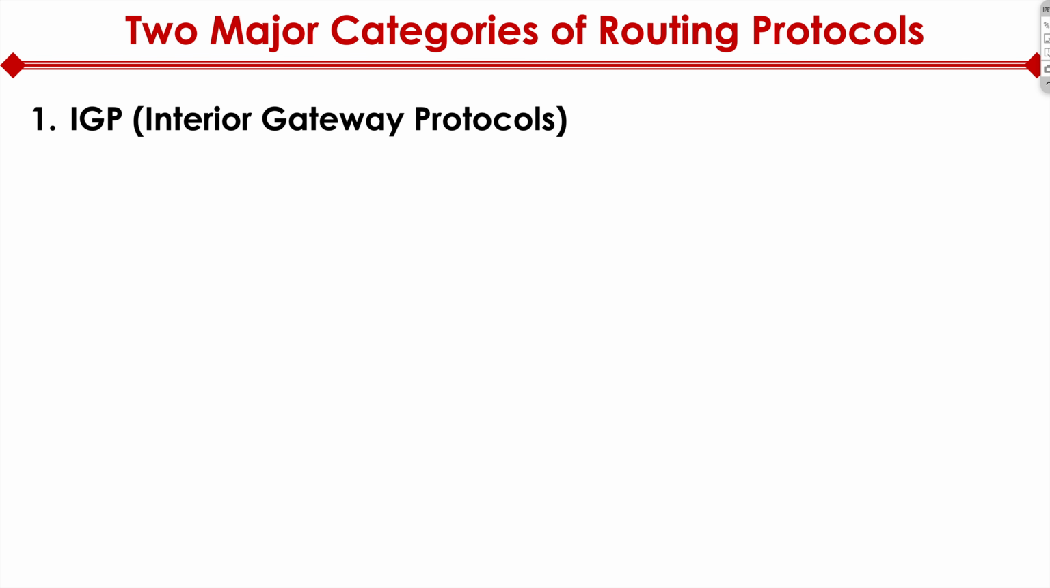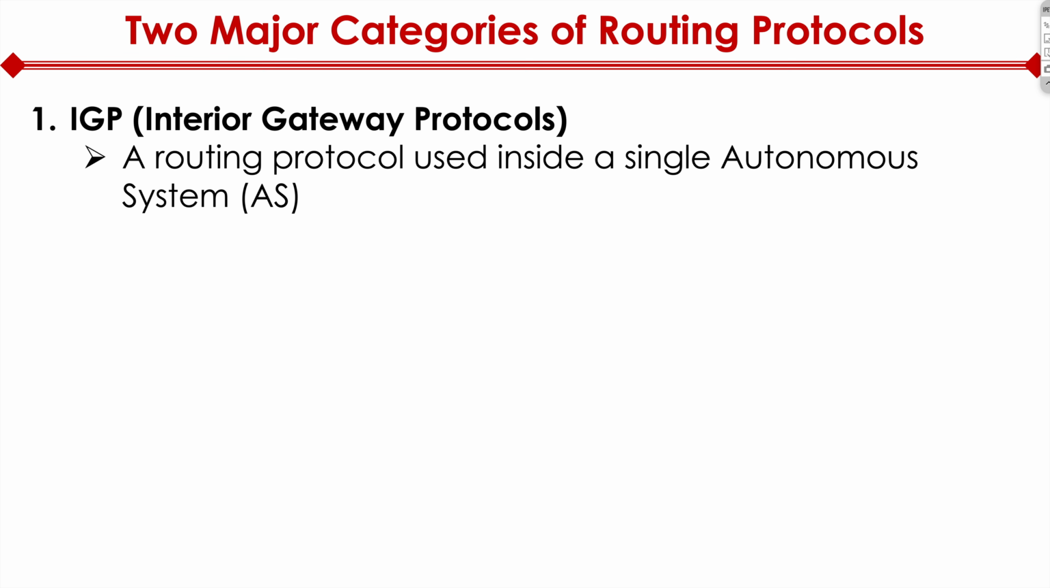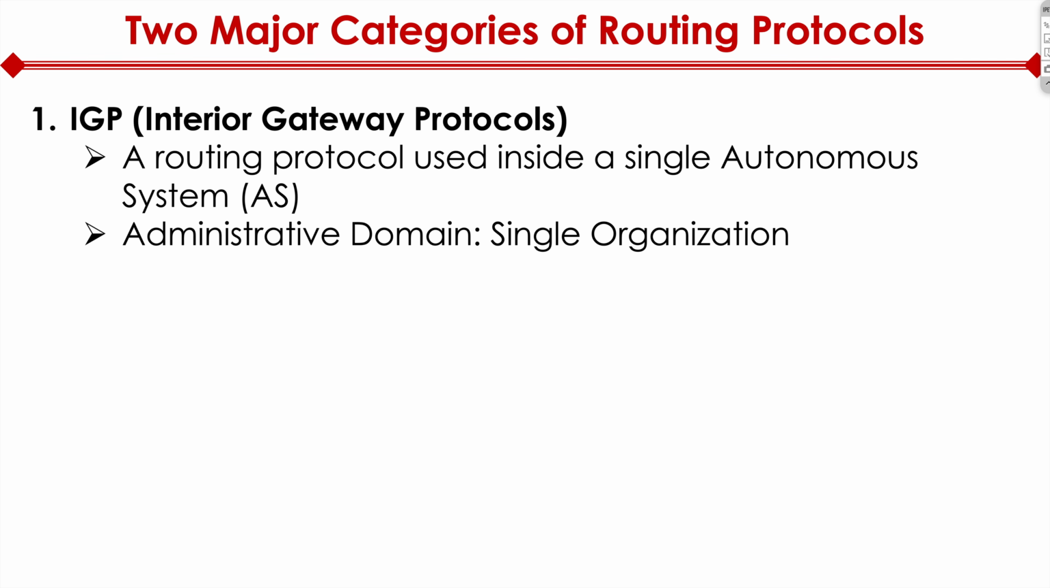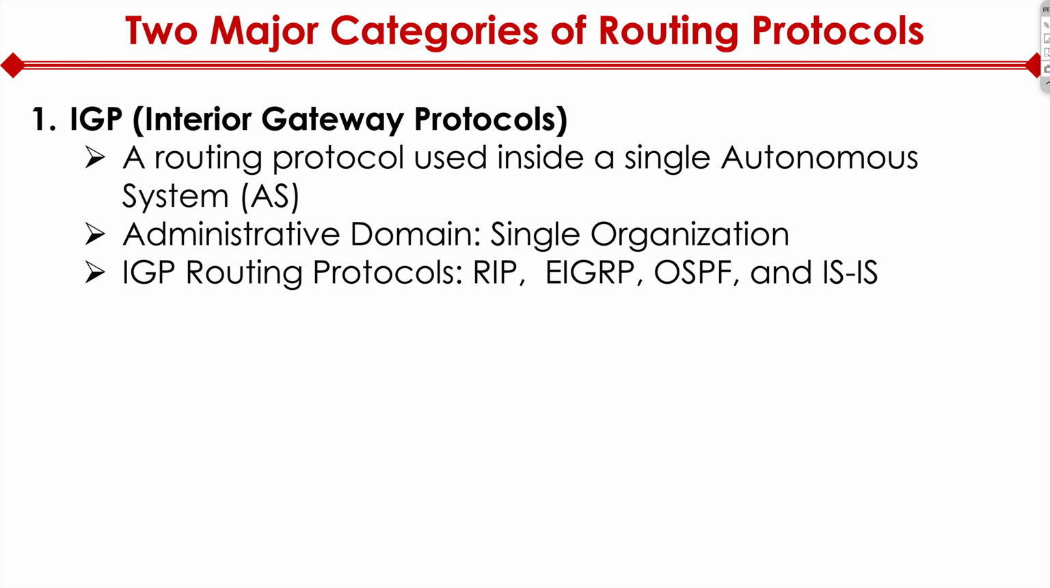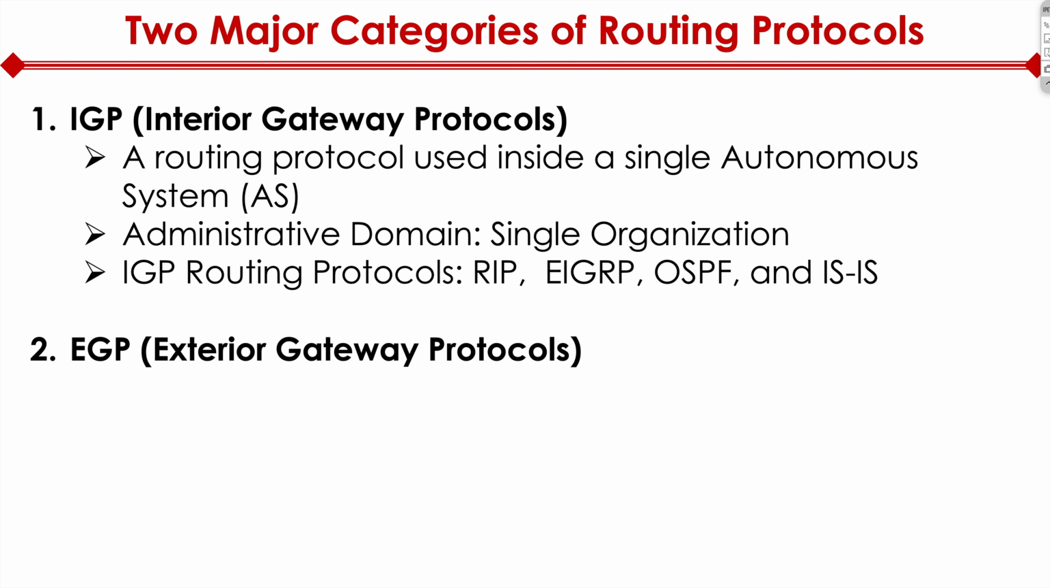First is called interior gateway protocols, or IGP. That's the type of routing protocol that's used inside a single autonomous system. An autonomous system is a single administrative domain. So you can think of it as the company you work for. It's a single organization. So that would be considered a single autonomous system. And the examples of IGPs include RIP, EIGRP, OSPF, and ISIS.